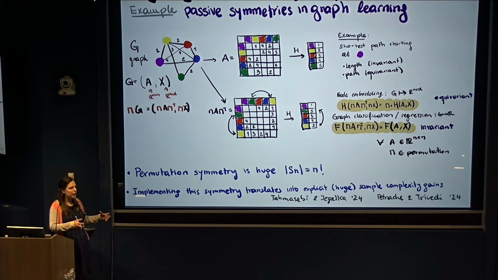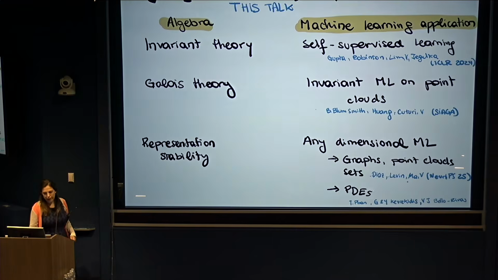And there are explicit computations that tell you how much you gain in terms of sample complexity and generalization error by imposing these symmetries into your machine learning models. So that's one example.